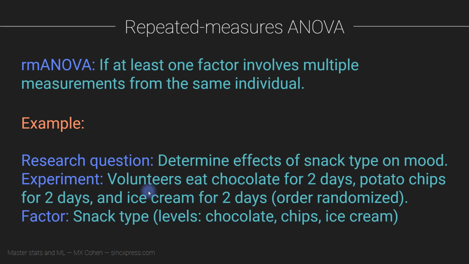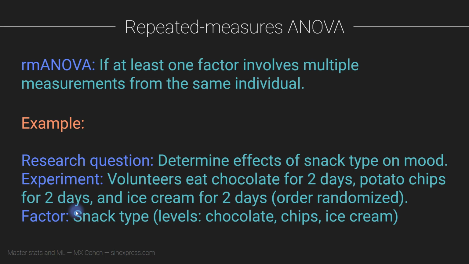Anyway, so here we have, in this case, one factor. So this will be a one-way repeated measures ANOVA. The factor is snack type, and it's repeated measures because we have the same individuals on multiple days going through each of the different levels of this factor. Of course, we could also extend this to be a two-factor repeated measures ANOVA.